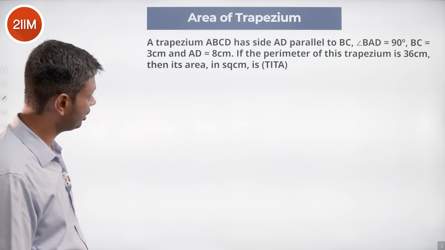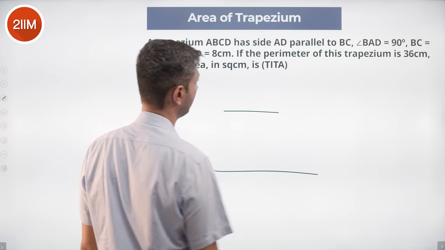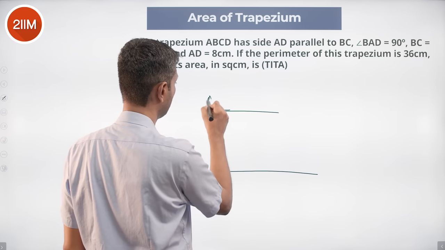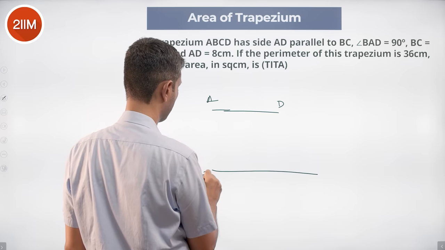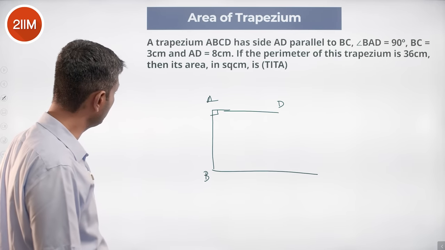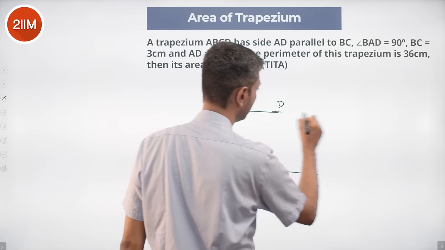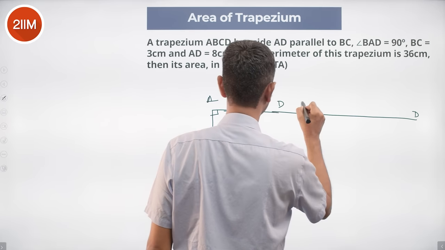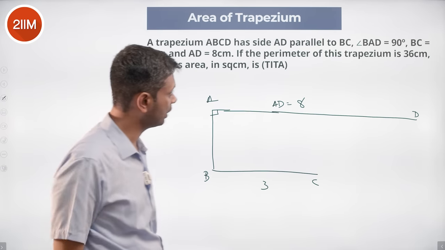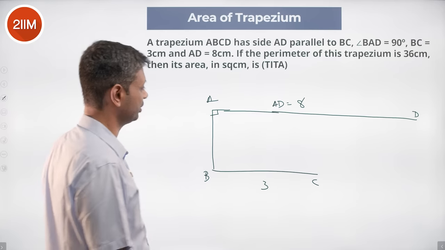A trapezium ABCD has AD parallel to BC. Angle BAD is 90. BC is 3 and AD is 8. The perimeter of the trapezium is 36. Nice.